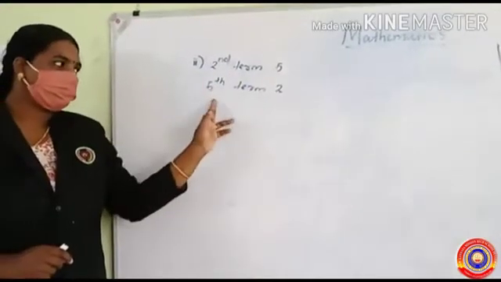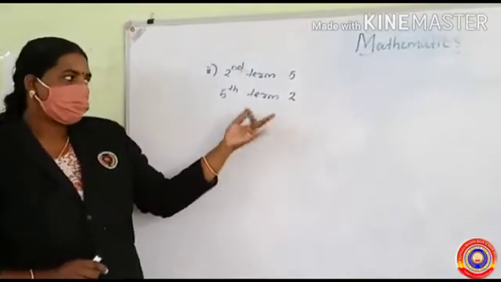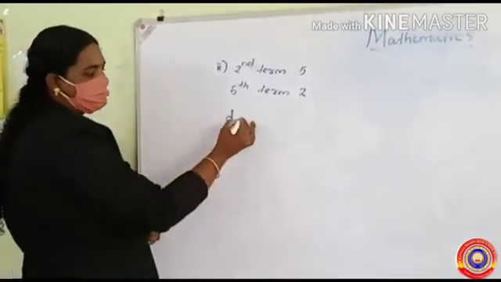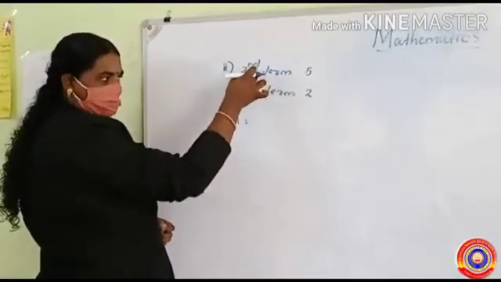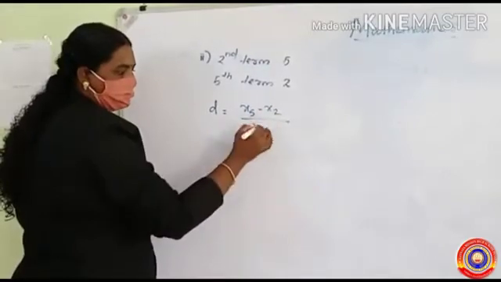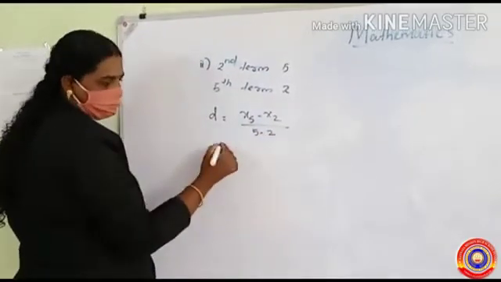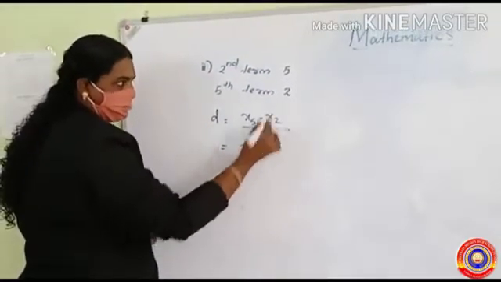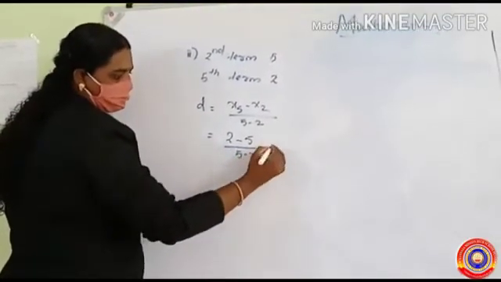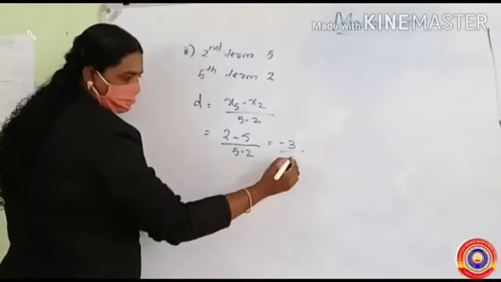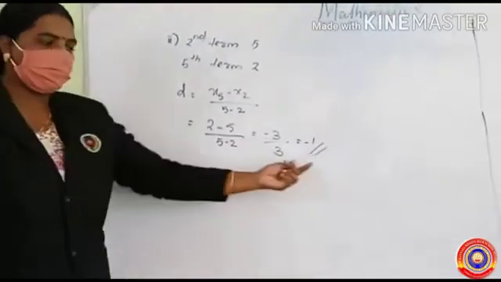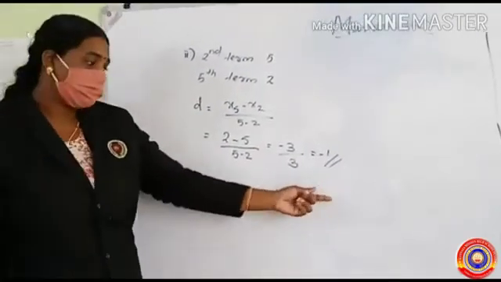Next, given that second term is 5 and fifth term is 2. Using this term, first we have to find the common difference. Common difference is equal to x5 minus x2 divided by 5 minus 2, and it is equal to 2 minus 5 divided by 5 minus 2. 2 minus 5 equal to minus 3 divided by 3, and it is equal to minus 1. So we got common difference as minus 1.